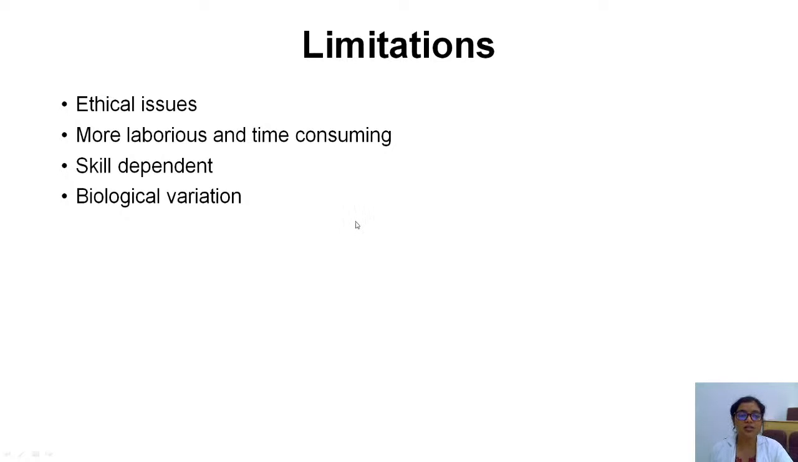Now what are the limitations of these methods? First of all, there are ethical issues. Whenever you are using an animal or a biological system, even if you are using an isolated tissue, you need to get it from some animal. So there are always going to be ethical issues; it can be unethical in some cases. It is also more laborious and time consuming, because you have to mount it on a tissue organ bath assembly and continuously study the effect. It is also skill dependent; you need to have a certain level of skill. It is not like the chemical methods where the machine is doing the majority of the work. And also you'll have a lot of biological variation.